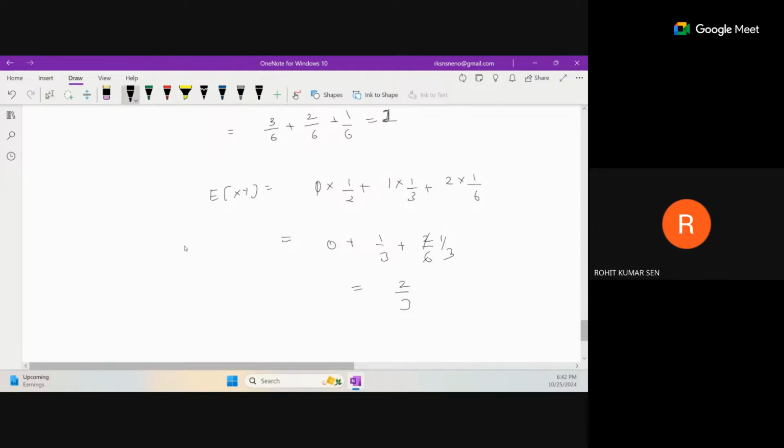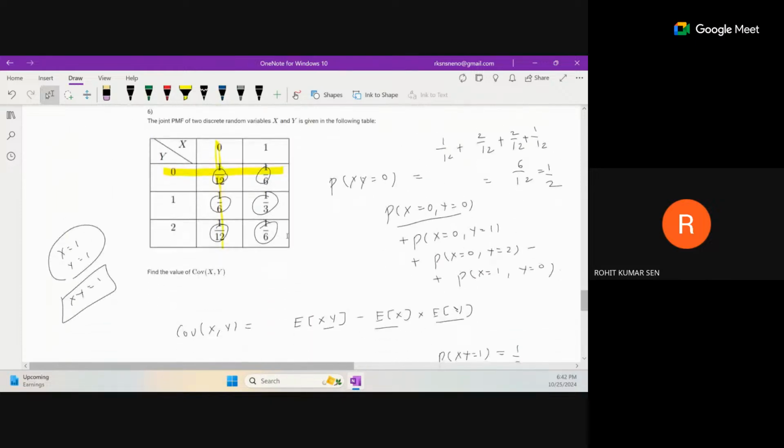So my expected value of xy is 2 by 3. Now I will find the expected value of x. What is the probability of x equal to 0? It is 1 by 3. How did you get it? It is marginal. You add these probabilities, this one, this one and this one, and it will give you the probability of x equal to 0. So this is my marginalization.